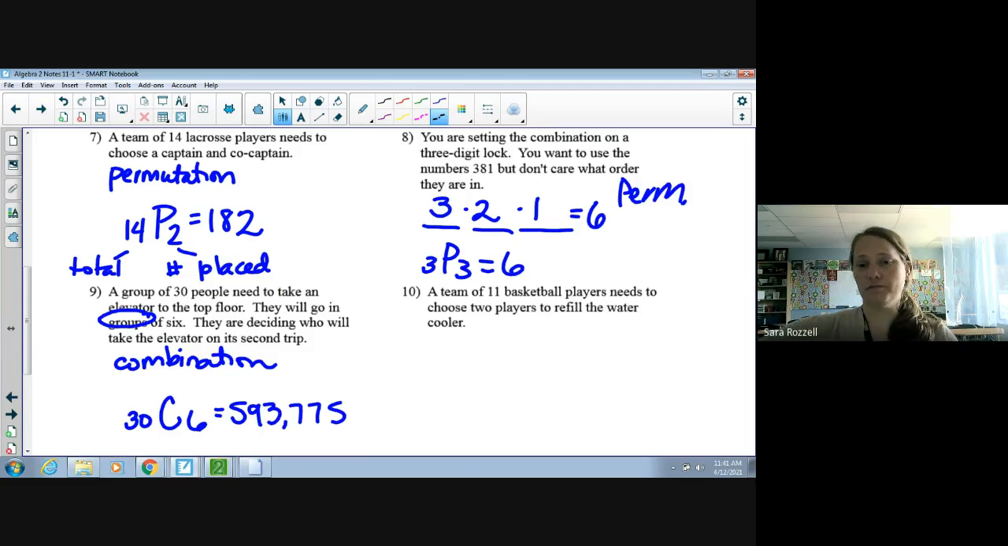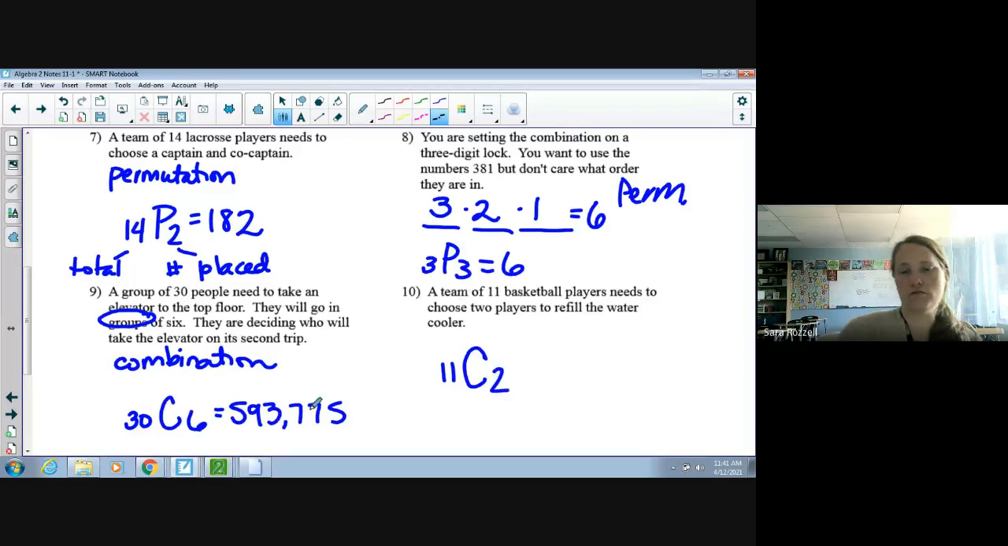So it is a C. It is a combination. We are just choosing two players. We don't differentiate between what they have to do. So 11, because there's 11 total, and we are choosing two, and they don't have specific jobs. And just because it says choose doesn't always mean it's a C. This one does say choose, and so did number 7, but they had specific jobs. We had a captain and a co-captain. This is just choosing two players. They don't have anything separating them.